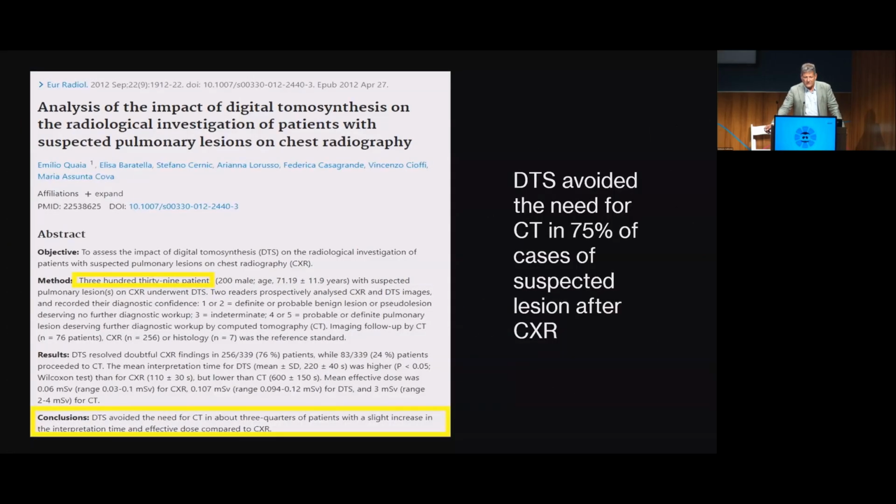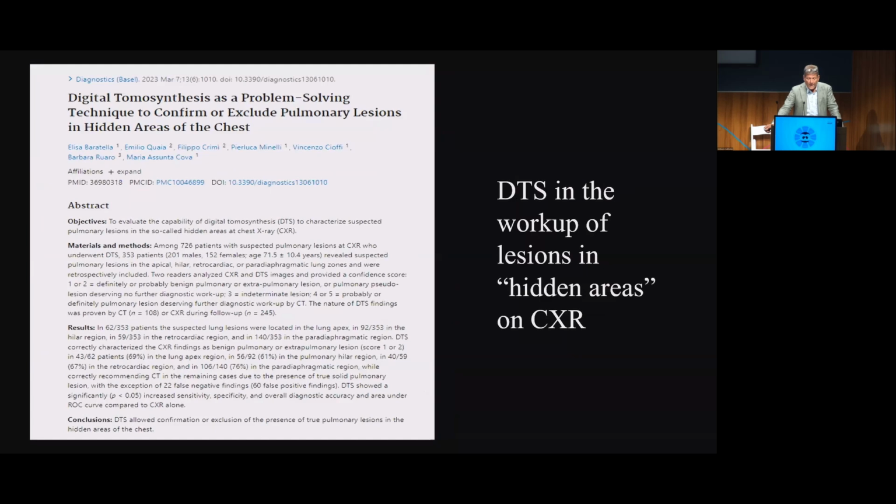So where does it fit into this particular concern that we're here to talk about, and that's lung cancer? Well, when looking at potential lesions on a chest X-ray, the use of digital tomosynthesis avoided the need for CT in 75% of cases in this paper published in 2012. It is also useful in working up lesions in the so-called hidden areas on a chest X-ray: behind the heart, next to the diaphragm, at the lung apex, all of those different concerns where you might be missing things. It has been proven to have value.